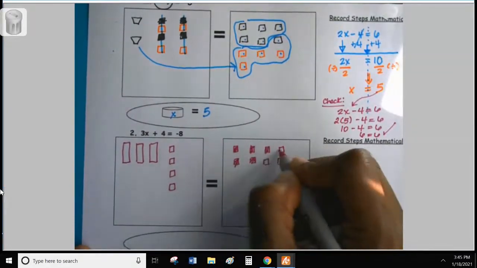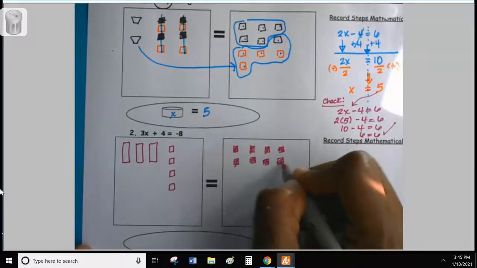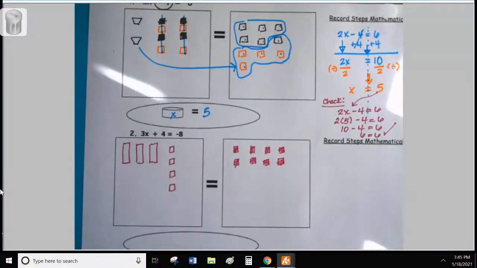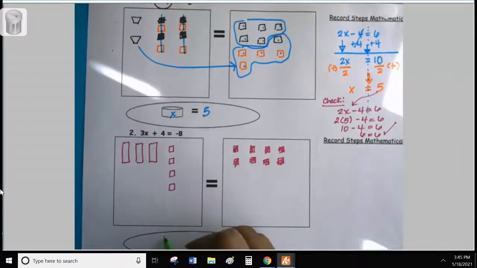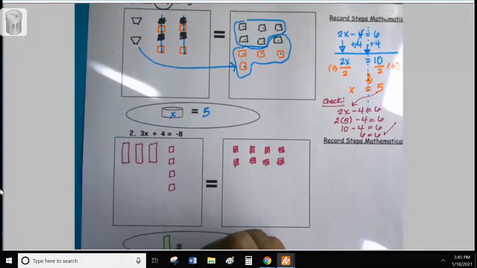So shade those in. Okay. So again, x wants to be alone. We want to get x alone. We want to isolate and solve for the variable. We want to know what's the value of one of these rectangles. One of these. One of them represents what?